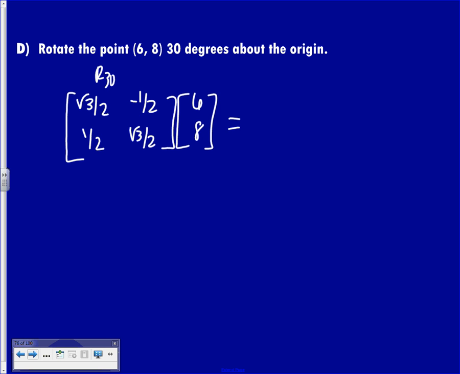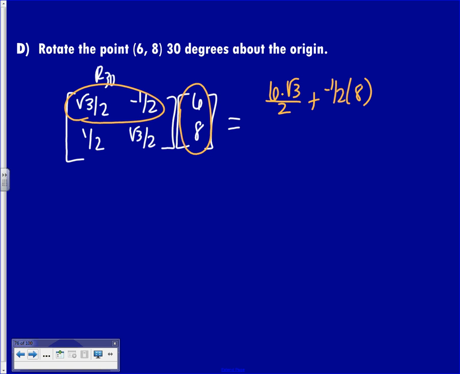Okay, so the hardest part still is doing matrix multiplication. So you're going to go across by down. So this one I'm going to write out for you. This is going to be 6 times the square root of 3 over 2 plus negative 1/2 times 8. Okay, if I simplify that, I know 6 divided by 2 is 3, so that gives me 3 square roots of 3 minus 4. Okay, so that's going to be my first value. You cannot put together the square root of 3 and negative 4 because one has a square root and one does not, so that is simplified enough.